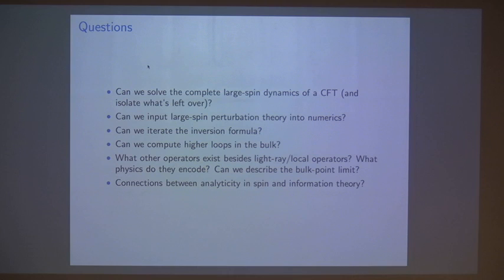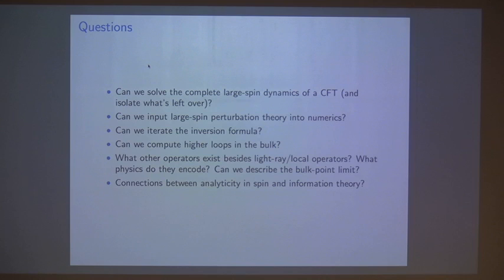So analyticity in spin in CFTs is telling us about the existence of some light ray operators that encode interesting Lorentzian physics. In particular, they describe the Regge limit of CFTs. And we could ask, what other stuff is there in a CFT? We know there's this Riemann surface now. What else is there? Is the Riemann surface the only thing there is? Are there some new types of operators? What Lorentzian physics do they encode? Is there some complete basis of operators? And for example, can we get to other interesting Lorentzian kinematics, like the bulk point limit?